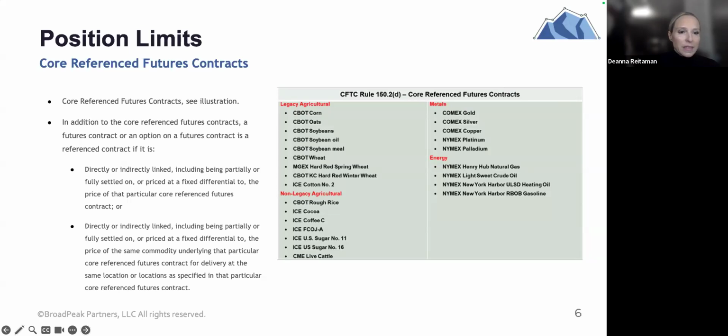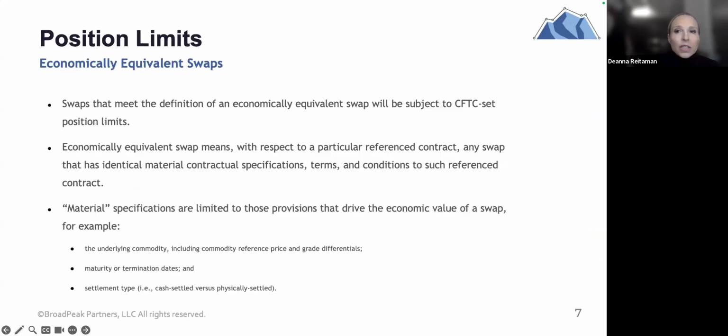So if you go to slide 7, with the introduction of Dodd-Frank in 2008, we also had to deal with swaps, or what the regulations now call economically equivalent swaps, because you could have a swap that has nothing to do with the future, but to be tied to one of these core commodities.